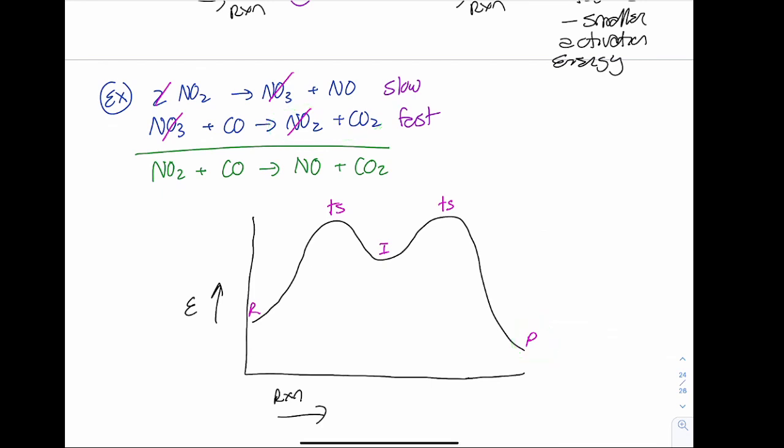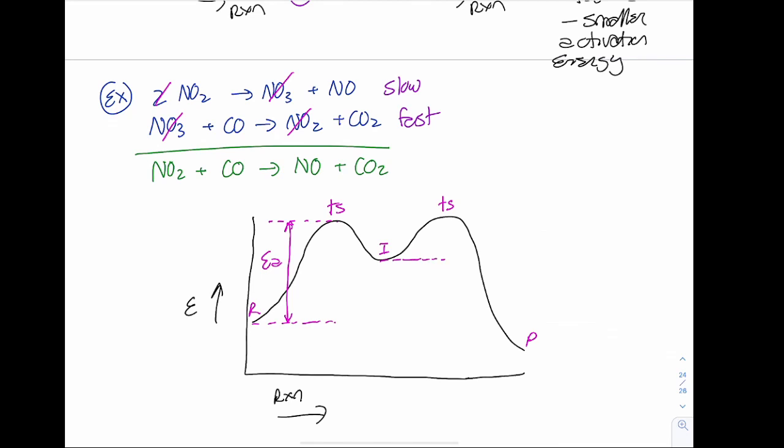Transition states are where we are breaking and forming those bonds. So I have 2 transition states. That might have been kind of confusing, but I won't ask you to identify those. Just do know that you're going to have 2 transition states and that intermediate, meaning you're going to have 2 activation energies.